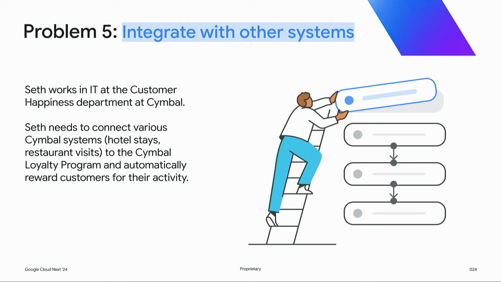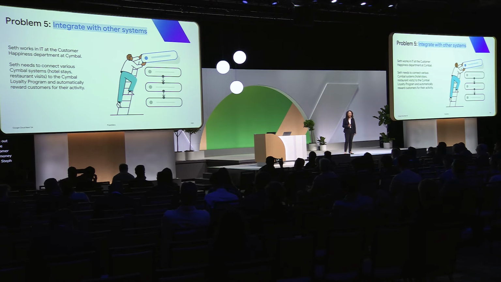So now, let's go to the next demo, and this is the last one that we're going to be showing. Now you need to integrate the new APIs with the other systems. Symbol Entertainment Company has so many other systems out there, right? And they want to reward those customers who are spending a lot of money at the company. So now Seth, who is working in IT, let's say for the customer happiness department at Symbol, needs to connect various systems: the hotel system, restaurant system, and casino system for the new loyalty program.